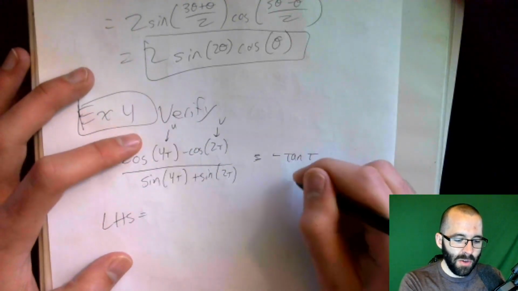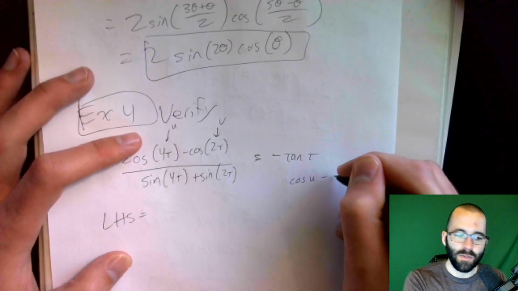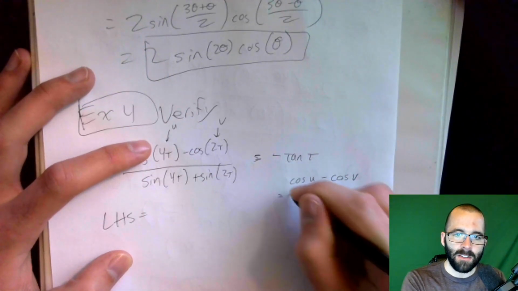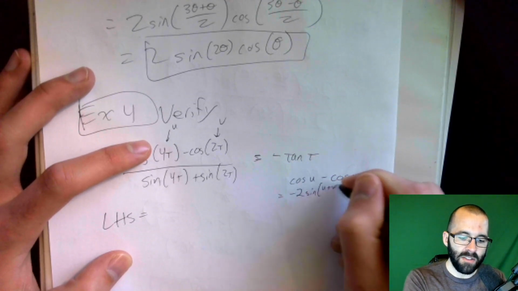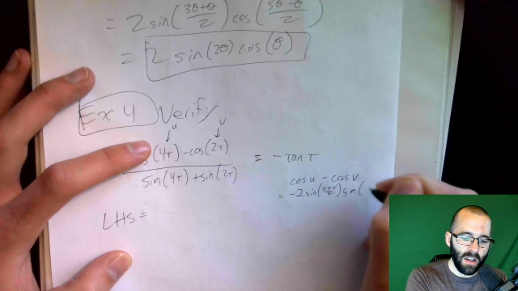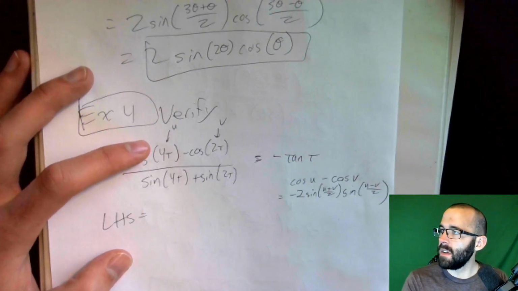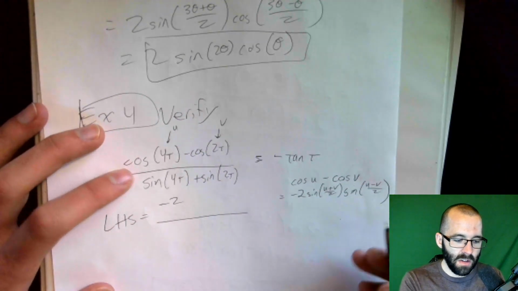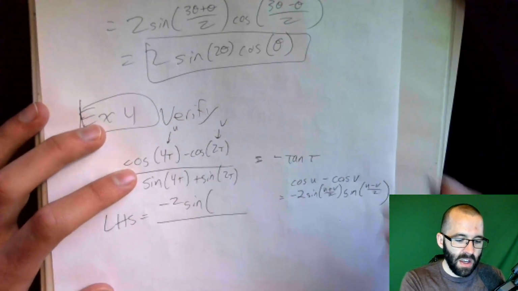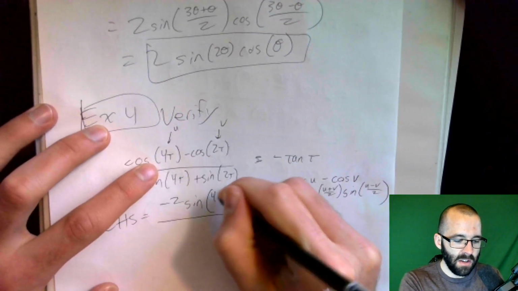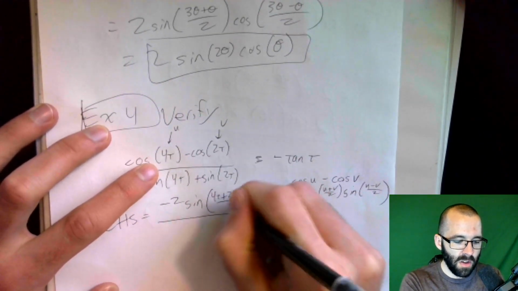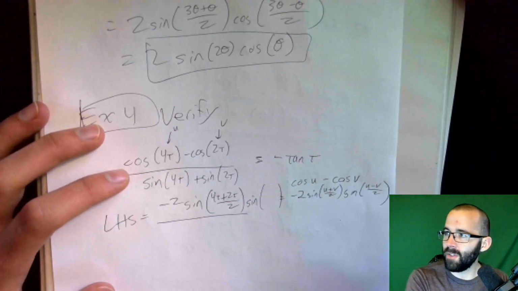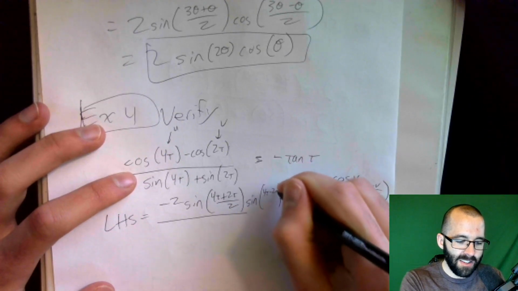All right, so cosine of u minus cosine of v is going to be negative 2 sine of u plus v over 2 sine of u minus v over 2. So that's what we get for our numerator. The numerator becomes negative 2 times the sine of u plus v over 2. U is 4t plus v, which is 2t, over 2, times the sine of u minus v over 2. Oops, we didn't leave enough room to write. We got 4t minus 2t over 2.